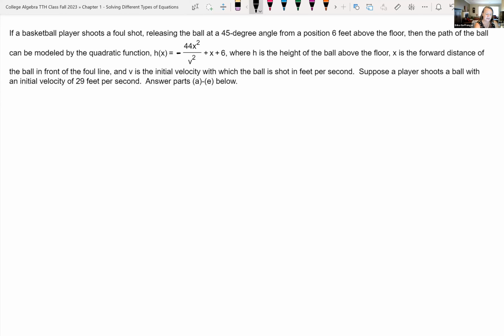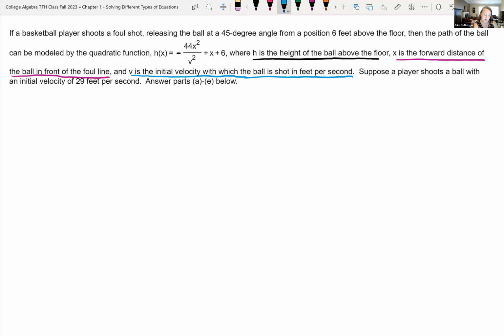It's a negative in front of that, if I didn't state that, plus x plus 6, where h is the height of the ball above the floor, x is the forward distance of the ball in front of the foul line, and v is the initial velocity with which the ball is shot in feet per second.